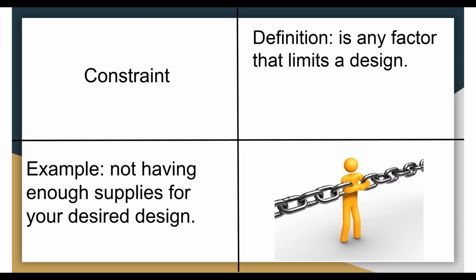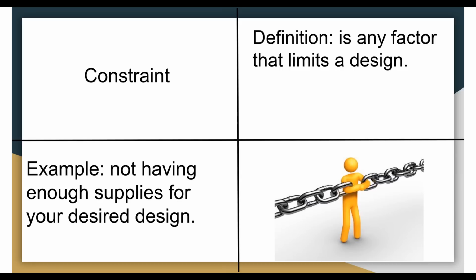The next word that we're going to talk about is constraint. So a constraint is any factor that limits a design. It's anything that's going to prevent you from creating a design that you want. Ideally, if you had no constraints, you could create pretty much anything you wanted, but that's not the case. Now these constraints can show themselves in a bunch of different ways.